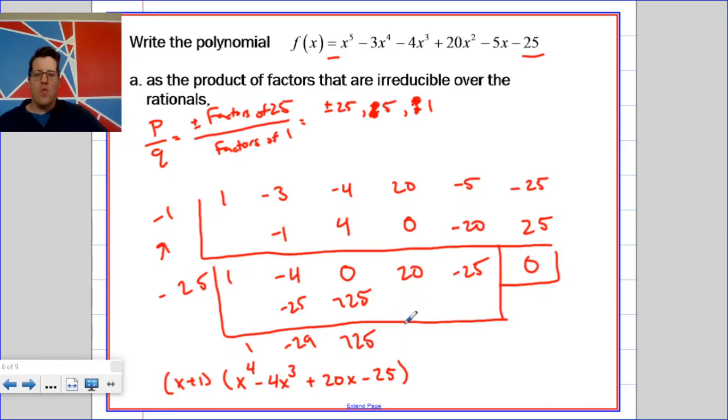Yeah, so this one's not going to work either. The numbers are just getting way, way, way too big. And what this means is we've tried all 6 of our possibilities, and none of them work. So these are all of the rational zeros that are possible.